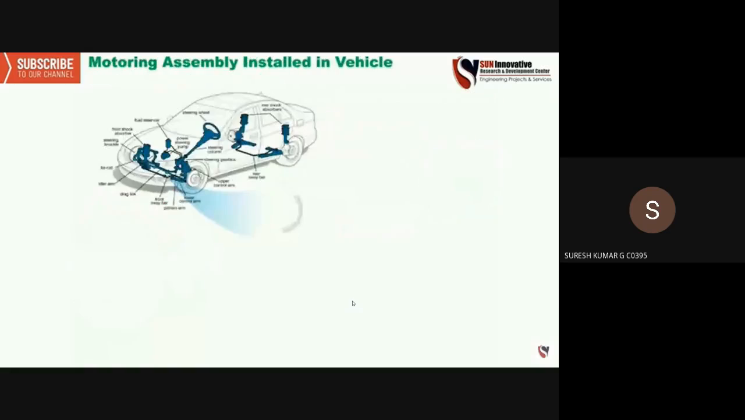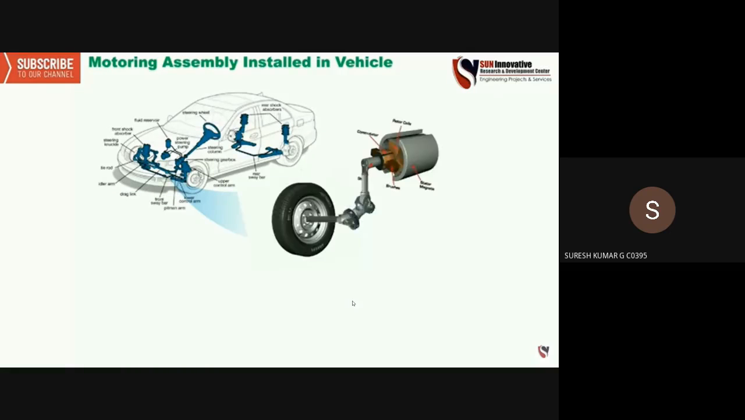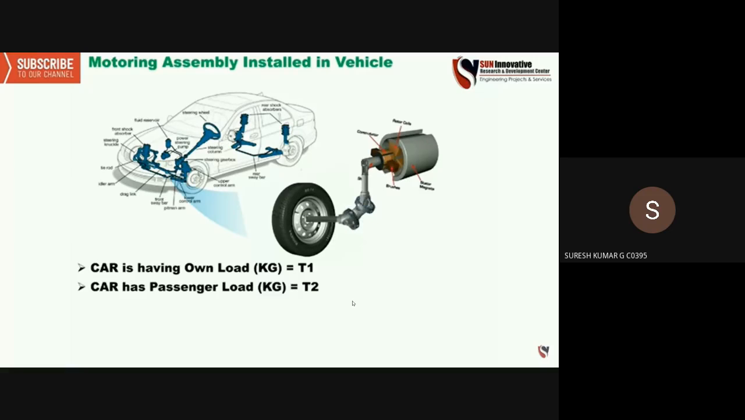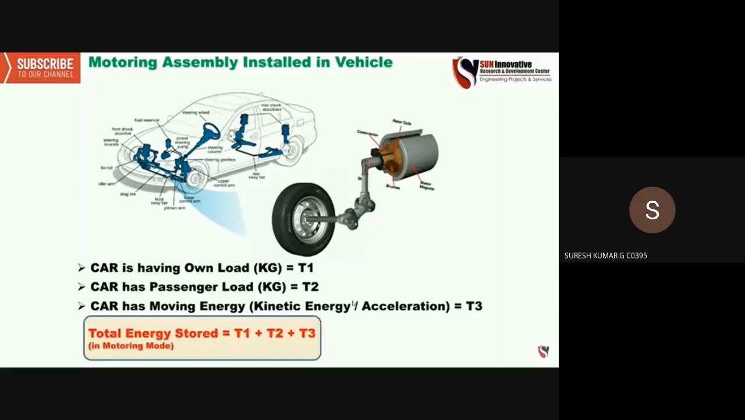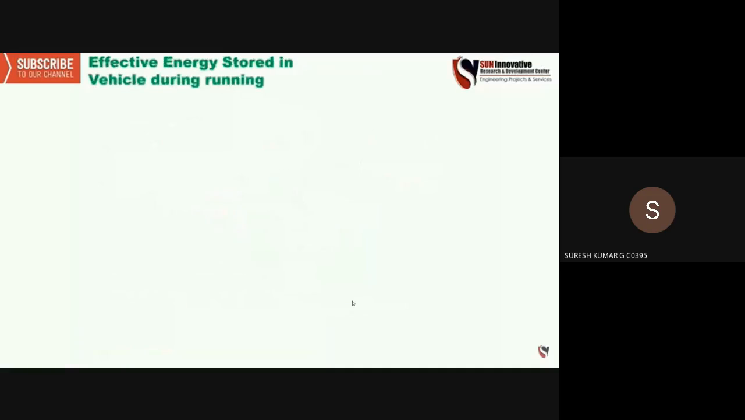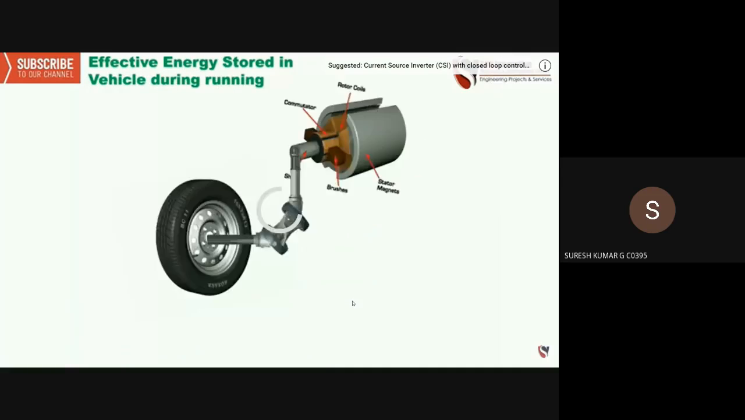The total assembly is installed in one vehicle, and this assembly is carrying an on load, that is kg1 T1, and the car has passenger load T2, and the car has moving energy or kinetic energy T3. So the total energy generated is T1 plus T2 plus T3 in a motoring mode. So now the effective energy stored in a vehicle during running can be calculated this way. So this is the assembling system.